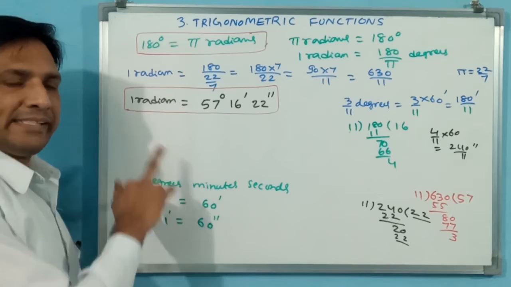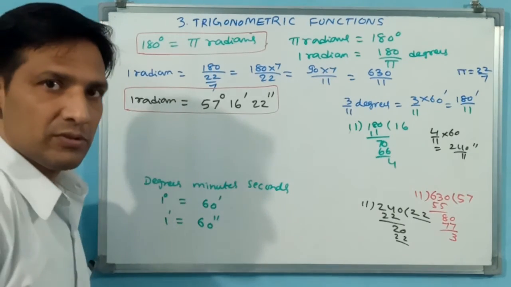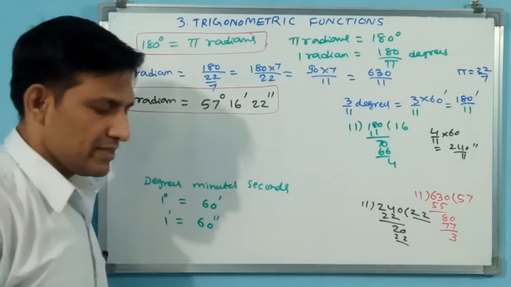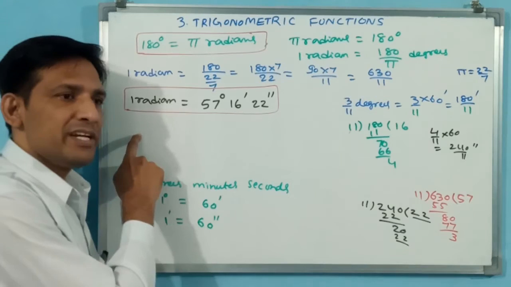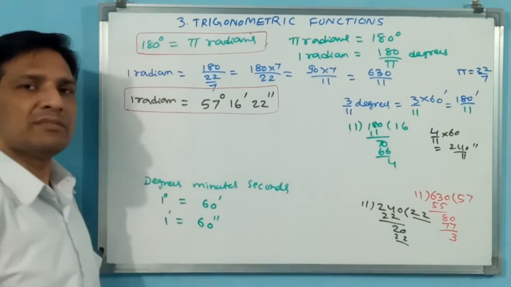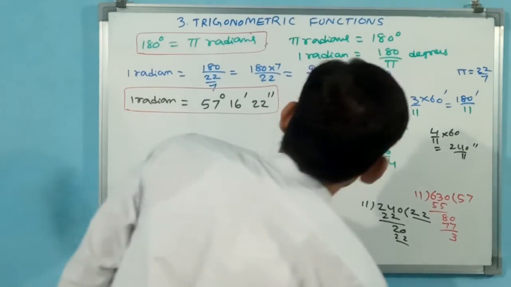Now we have done the radian to degree calculation. Let us do degree to radian also. How many radians will come for 1 degree? See here, 1 radian is equal to 57 degrees, which means 1 degree is equal to 0 point something radians is going to come. Why? Because radian is a bigger unit. Let us see how it will come.